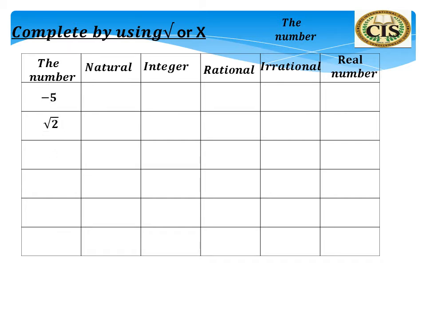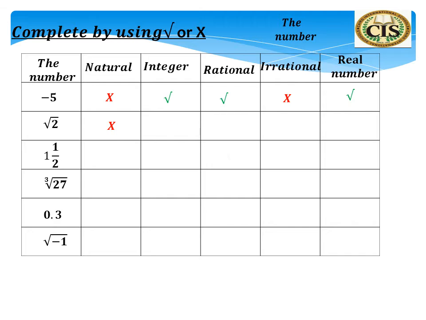Negative 5, root 2, 1, 1.5, cubic root of 27, 0.3 and root of negative 1. First, negative 5. Negative 5 is not natural, because natural numbers are 0, 1, 2, 3, 4. But it's an integer, so it's rational. If it's rational, it isn't irrational, and it is a real number.